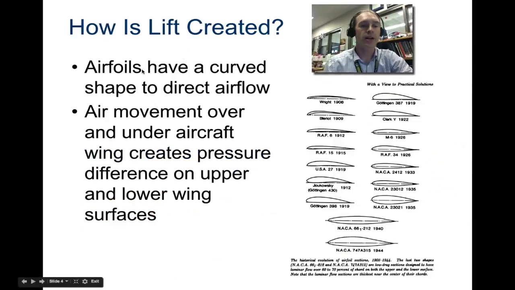So lift is created by airfoils. They have a curved shape to direct airflow. We've taken a look at this briefly. Here are a few examples of some different types of airfoils. So again, air movement over and under the aircraft wing create pressure differences. Depending on which type of airfoil you have, you're going to get a greater pressure difference, or maybe even a greater downwash than you would on a different style of airfoil.